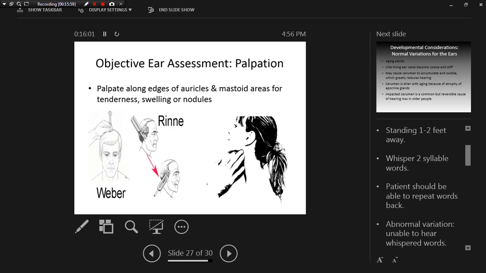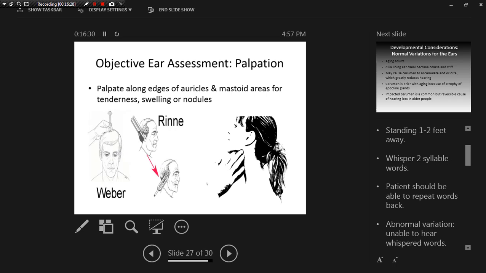For the Weber test, we use a tuning fork. This checks bone conduction. We tap it and put it right on the top of the skull, the top of the head. Patients who do not have hearing loss or problems with conduction should hear it equally in both sides. If it lateralizes more to one side, then we might speculate that they have hearing loss in the ear where it's not as intense.